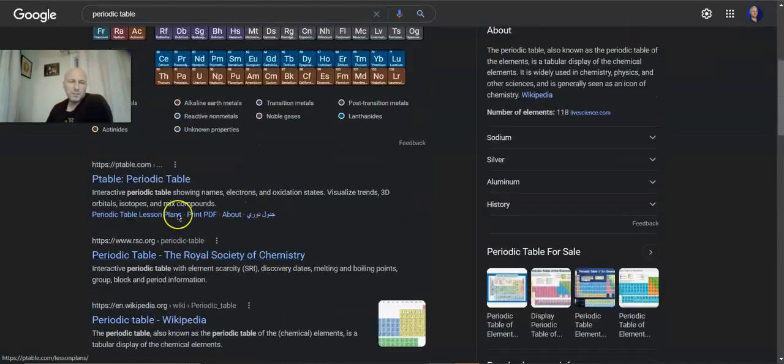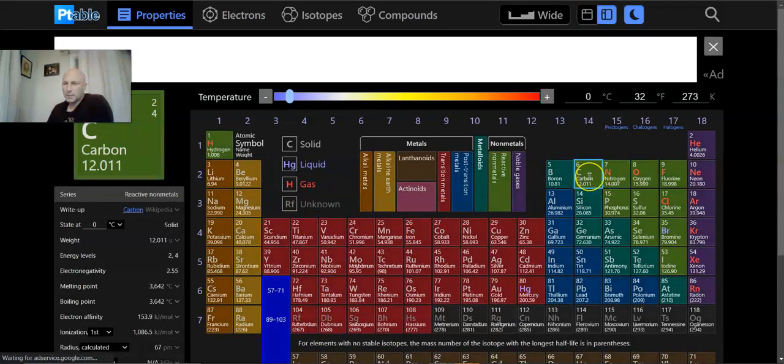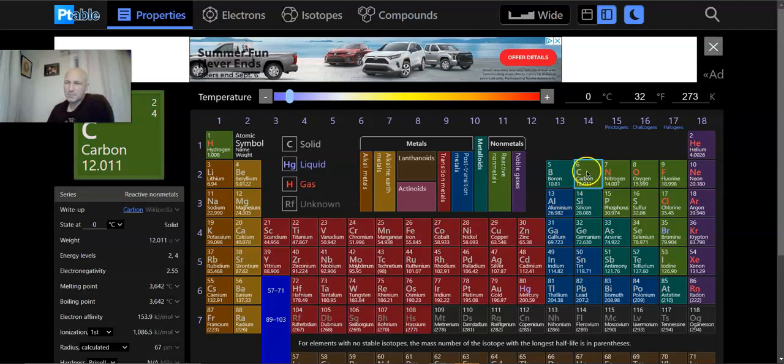Periodic table of elements. All right, just go to the first one right here. We're going to look for carbon. I just know it is right here. Carbon is number 6 on the periodic table, and carbon has 6 protons. The atomic number is 6. The mass number is 12. That means it has 6 protons, 6 neutrons.